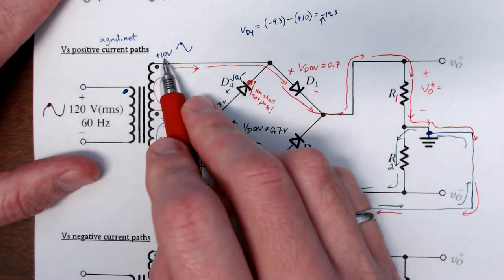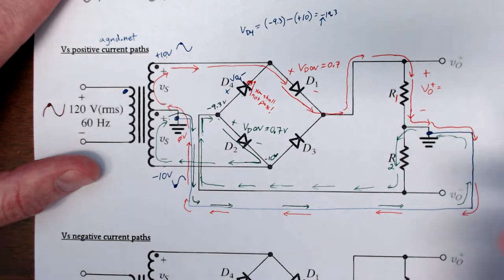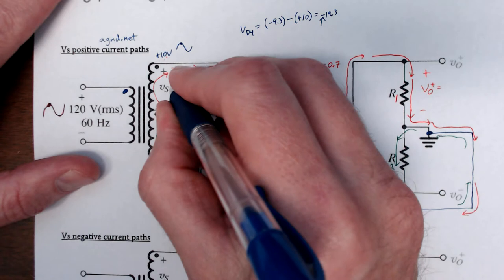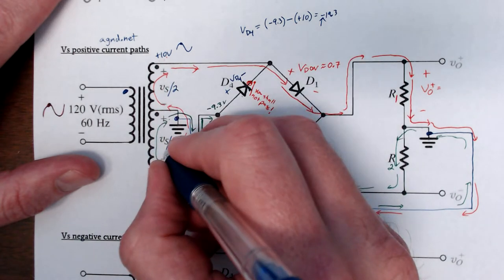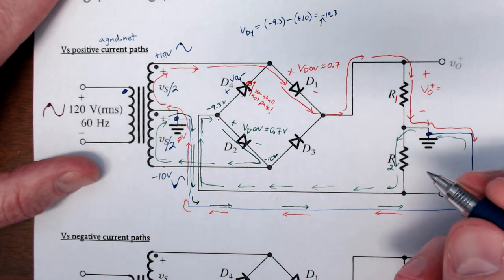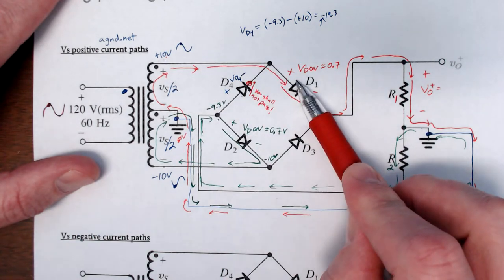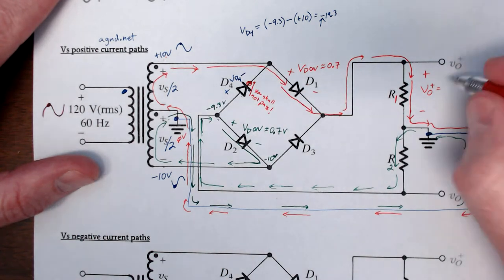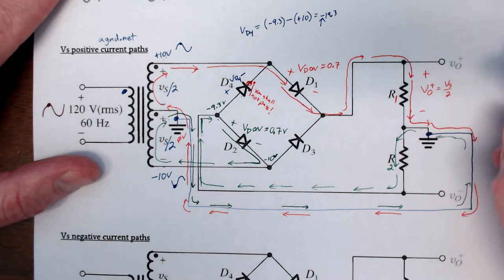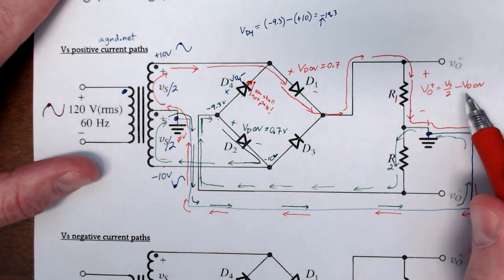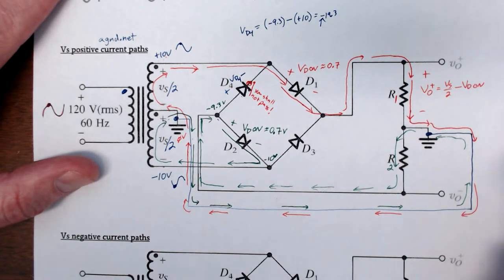I'm going to put this symbolically. This will be just slightly useful here. Instead of VS, I'm going to say VS over 2. All right, so we have 10 volts minus 0.7, which is VD on. So we have VS over 2 minus VD on, or 10 minus 0.7, or 9.3 volts. Here we go.